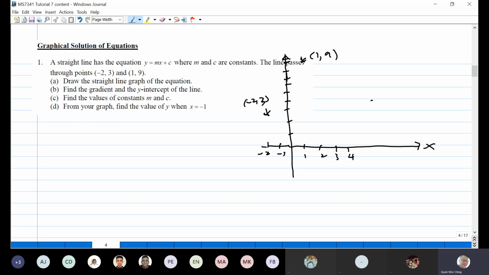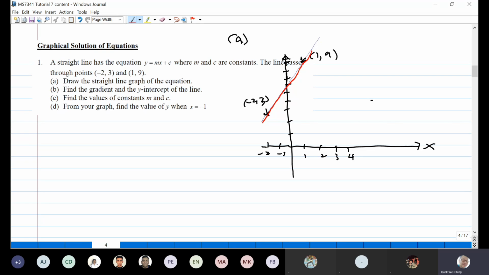Draw a straight line graph of the equation, part A. So you can draw them by a straight line. I draw it by hand, so this will be the straight line. This is not very accurate, huh? But anyway, this is a straight line.